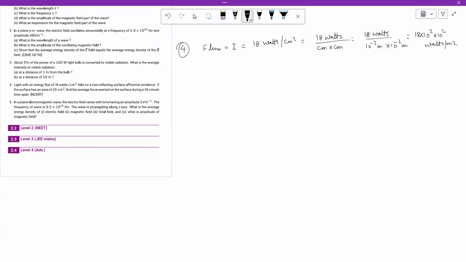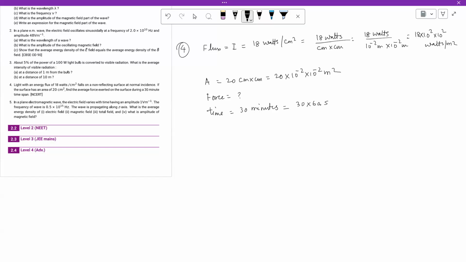Also, it falls on a non-reflecting surface at normal incidence if the surface has an area. So area is also given. Area is 20 centimeter square. So 20 centimeter into centimeter, which is 20 into 10 to the power minus 2, 10 to the power minus 2 meters square. And time is also given. We have to calculate force. Time is 30 minutes. Why don't they use the SI units? So 30 into 60 seconds, right?